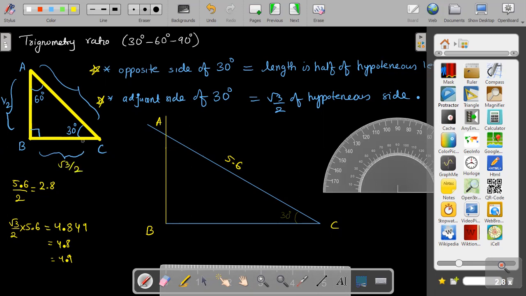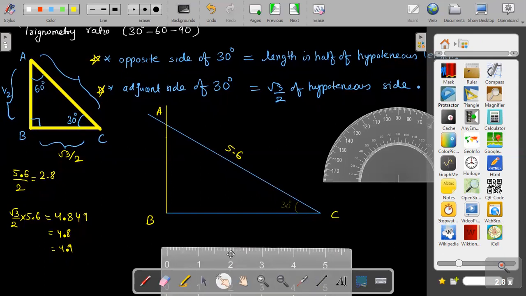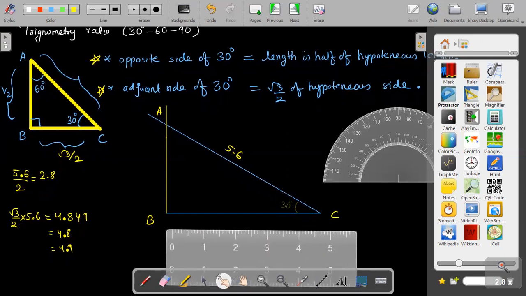So अभी ये तो समझ में आ गया होगा ना कि 30, 60, 90 डिग्री अगर ट्राइंगल है तो ये AB लेंथ हमेशा हाफ होगा हाइपोटेनस से और BC लेंथ हमेशा √3 by 2 होगा हाइपोटेनस से. That is a very important thing you should remember. Clear? Any doubt here? Yes, ma'am. Okay. So let us go for the next concept.